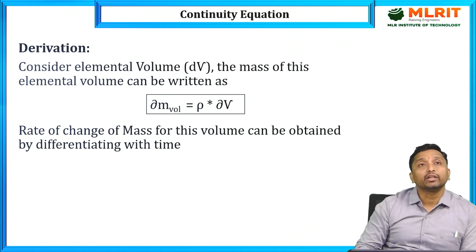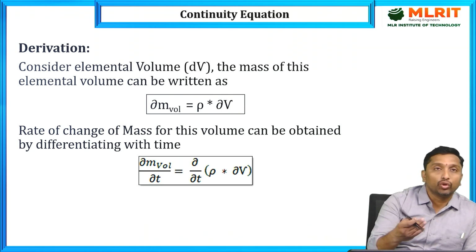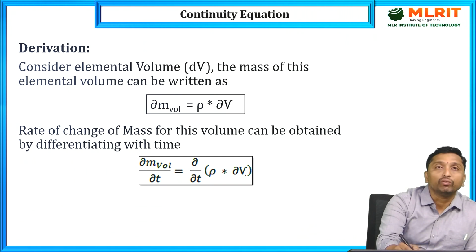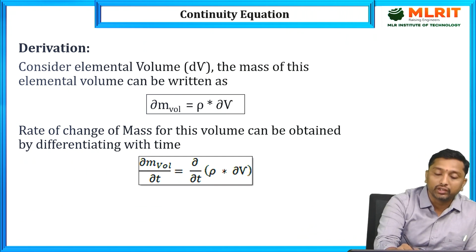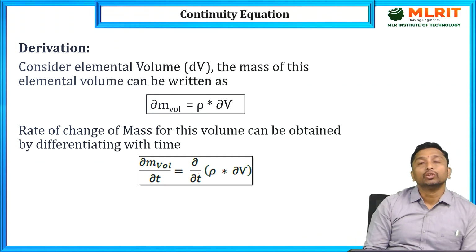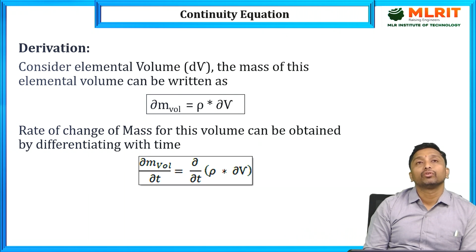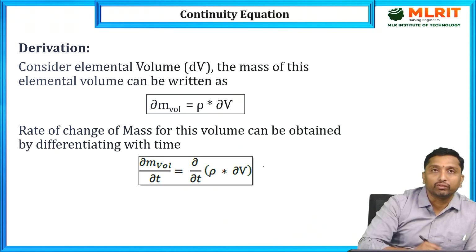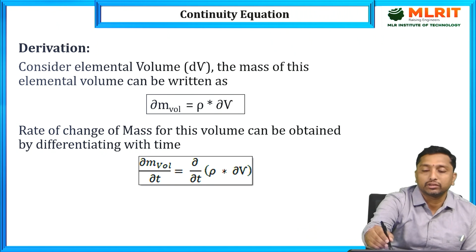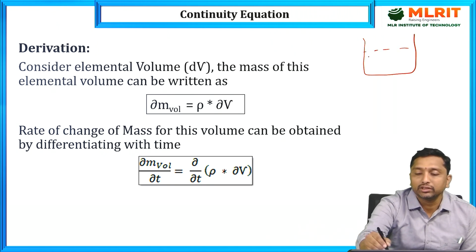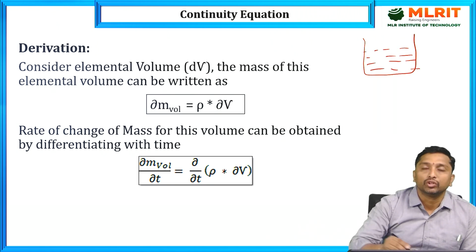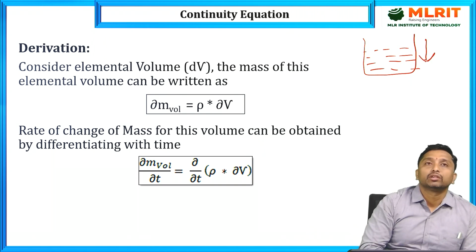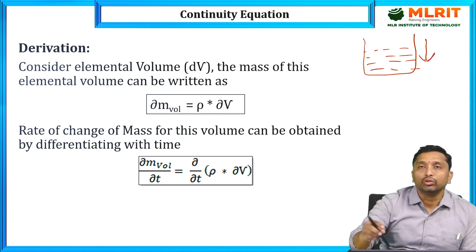So what we are going to get is ∂m/∂t is equal to ∂/∂t of rho into dV, where V is the volume, rho is the density, and t is time. So the time rate change of mass inside the volume can be written as ∂/∂t of rho into dV. If you see that glass, the volume inside the glass is reducing with respect to time. If that is reducing, that means the mass of the fluid is also reducing.